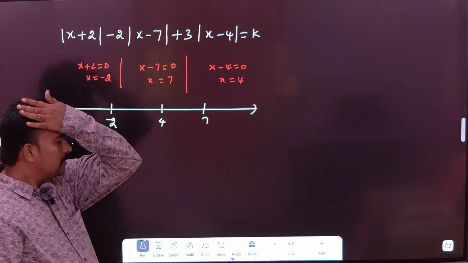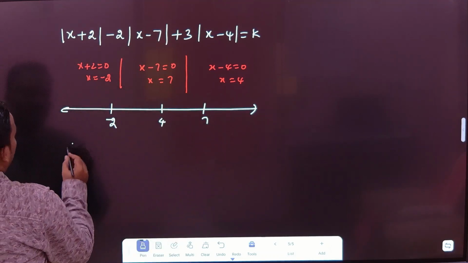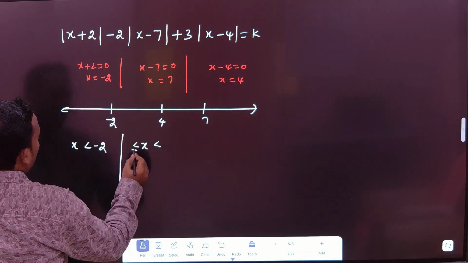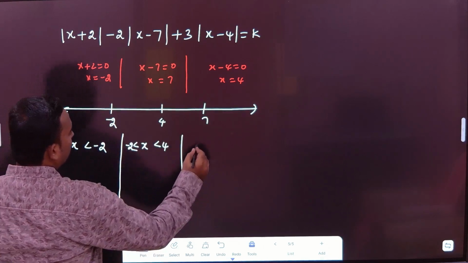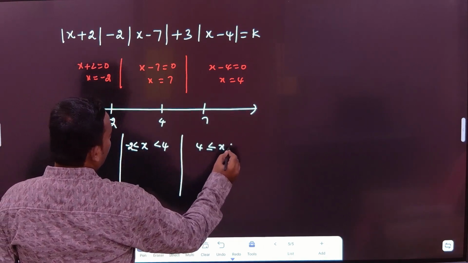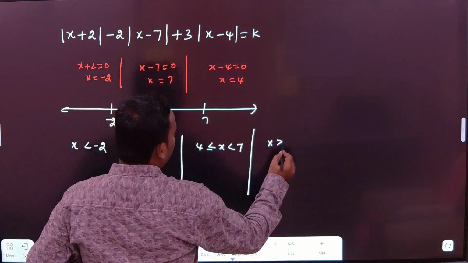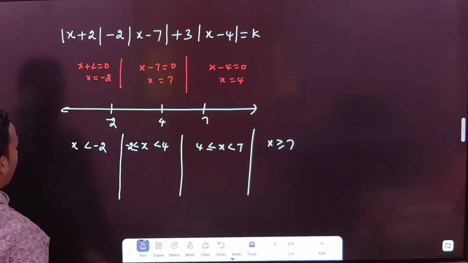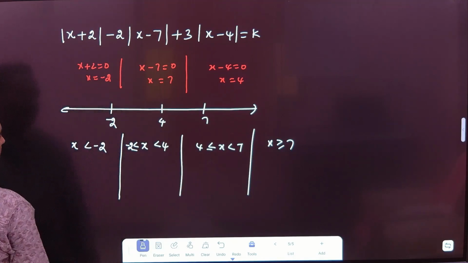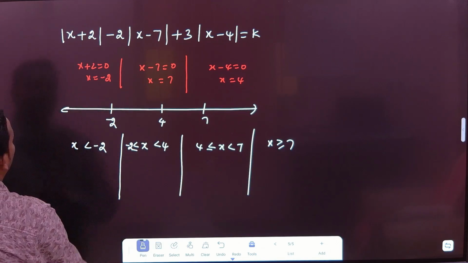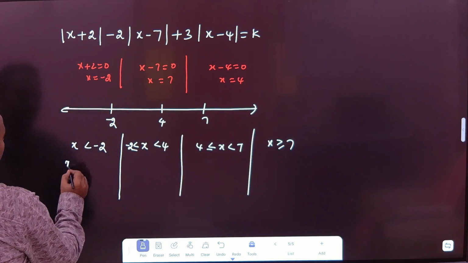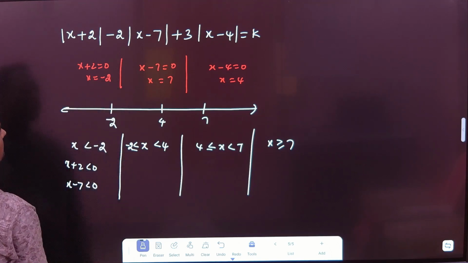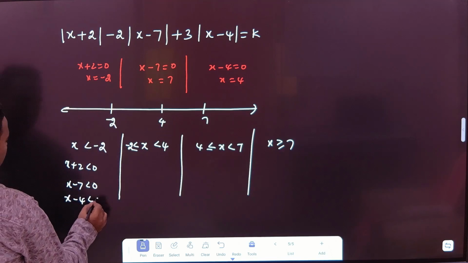So now first let me start with x less than -2, then x from -2 to 4, next 4 to 7, and next x greater than or equal to 7. You have to break the whole real number line like this. Suppose I take x less than -2. In this interval, is x + 2 positive or not? Definitely x + 2 is negative. x - 7 is definitely negative. x - 4 is also negative.